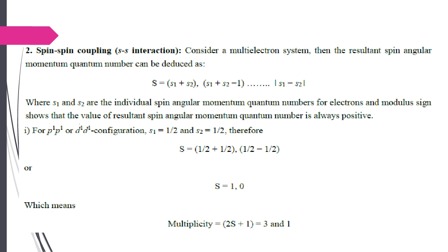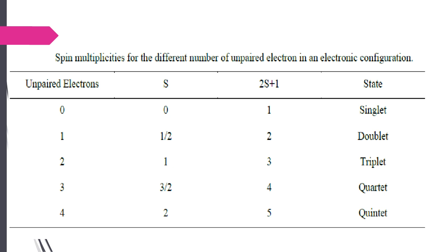So spin multiplicity, that is 2S plus 1, is equal to 3 and 1, whereas the number of unpaired electrons varies with the state. If the number of unpaired electrons is 0, then the resultant spin angular momentum quantum number S is equal to 0. So the spin multiplicity 2S plus 1 is 2 into 0 is 0, plus 1 is 1, singlet.